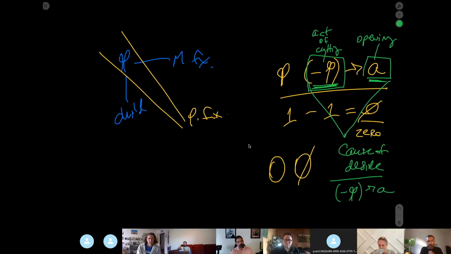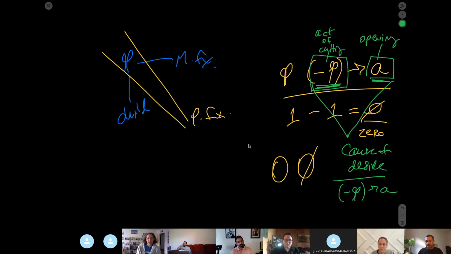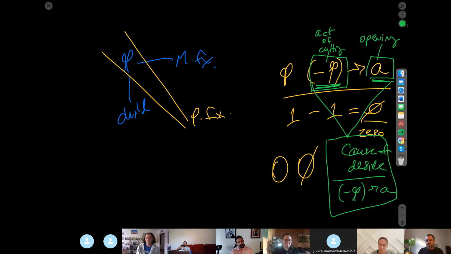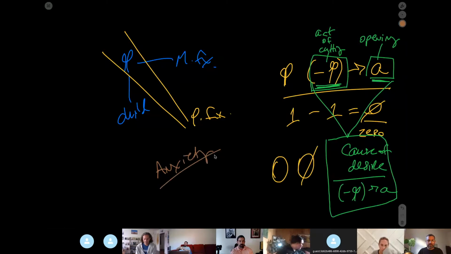I'm going to share again this screen. What we see is something different. Here is the cause of desire, where the cut of the paternal function results in the opening of object A. When anxiety strikes, we see something different. Anxiety is what happens when the A is marched back to the act that produced it. It's a reversal of the process of desire. This is how anxiety assaults desire.